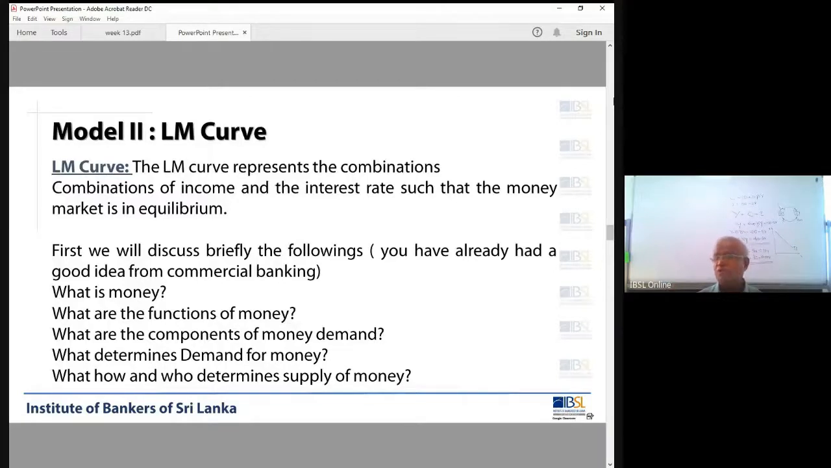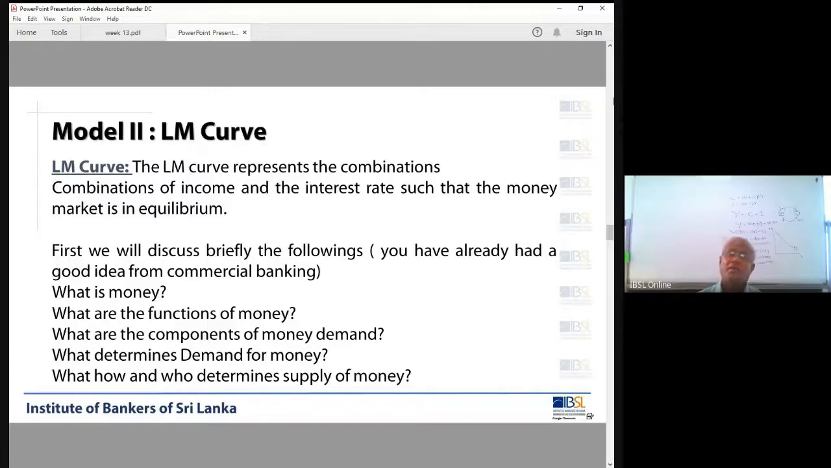To buy your food, to buy your lunch, to buy things, to buy a shirt, a trouser, to buy a ticket, you need money, right? Transaction demand is one of the components.